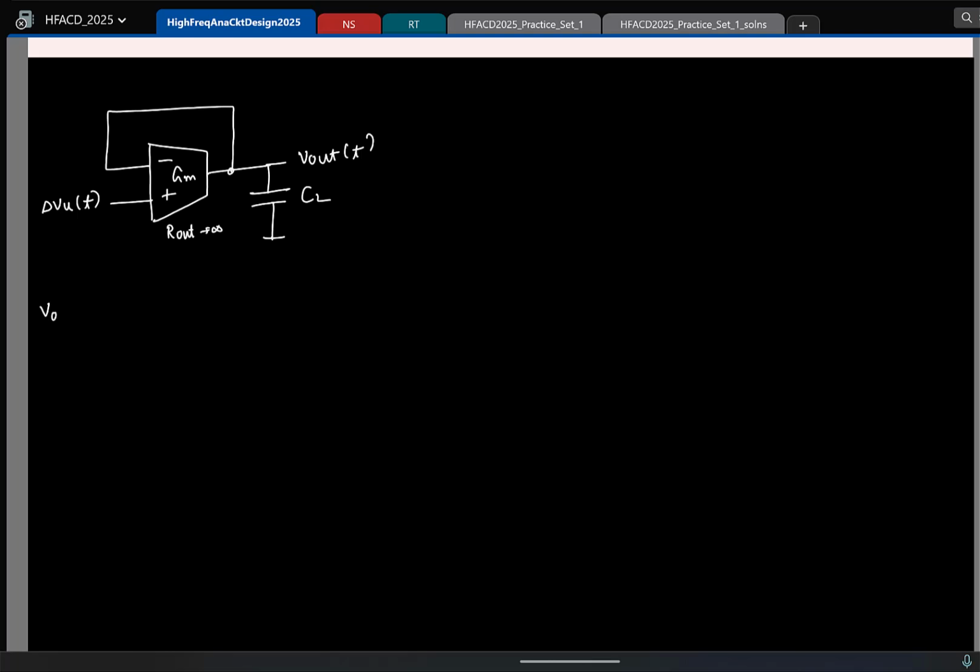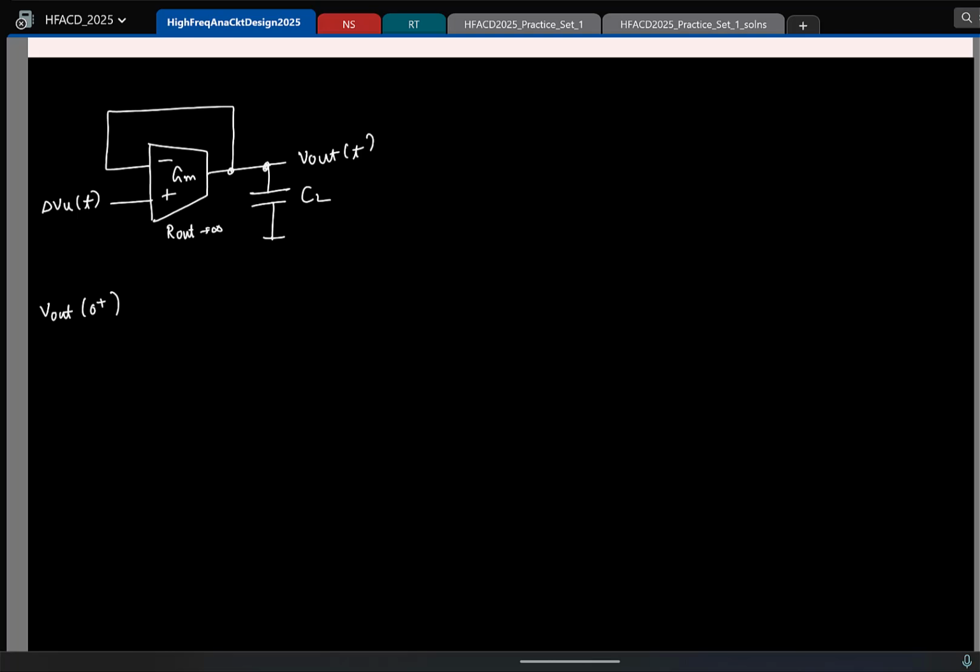So now can you tell me what will be V out of 0 plus? Do you think the output voltage will instantaneously change and become delta V, or will it not? Why not? Okay, the capacitor takes time. It is okay, but not a very compelling argument. Okay, so let's see, right?